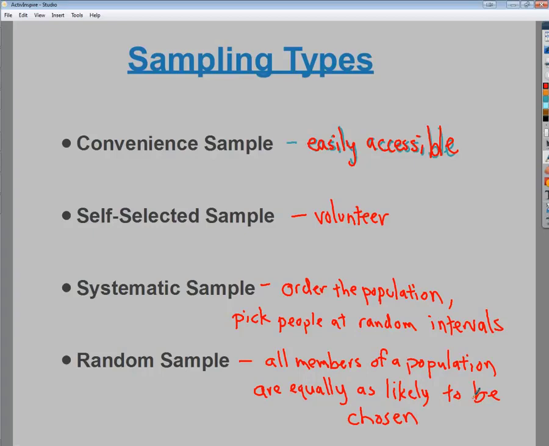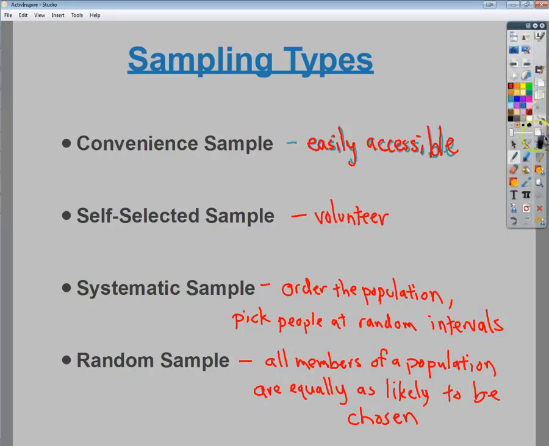So those are the sampling types. So convenience, it's just easy for the person who's doing it. So the person who's sampling, it's simple for them. Self-selected sample means that they volunteered. Systematic sample means you order the population in some way, and then you use random intervals to pick them. And then a random sample, everybody has the same likelihood to be picked for the survey, or for your sample group, as anybody else.